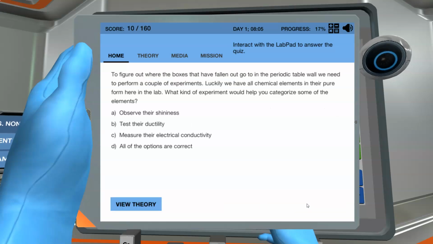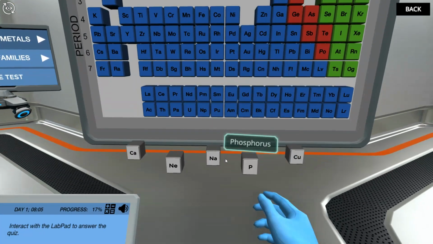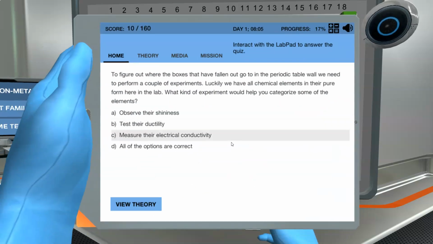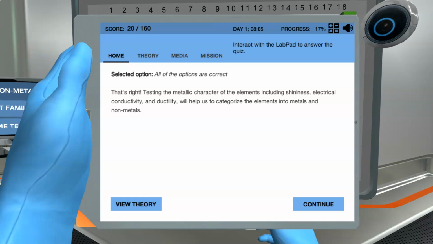To figure out where the boxes that have fallen out go to in the periodic table wall, we need to perform a couple of experiments. Luckily we have all chemical elements in their pure form here in the lab. What kind of experiment would help you categorize some of the elements? That's right. Testing the metallic character of the elements including shininess, electrical conductivity, and ductility, will help us to categorize the elements into metals and non-metals.